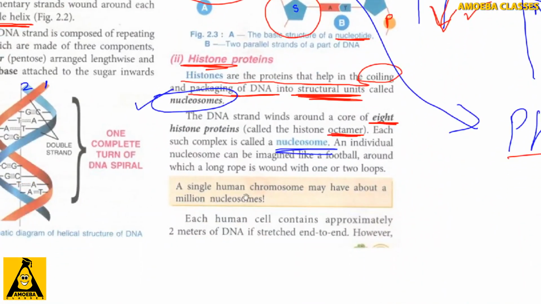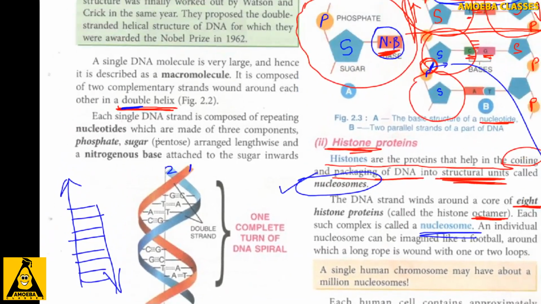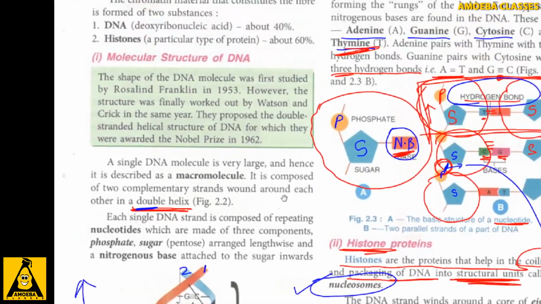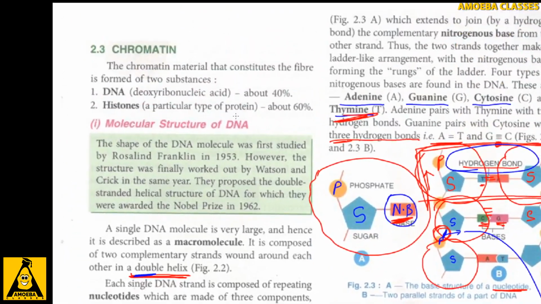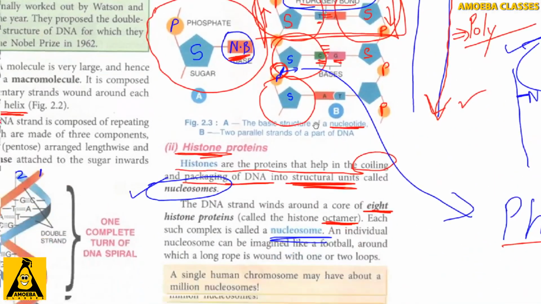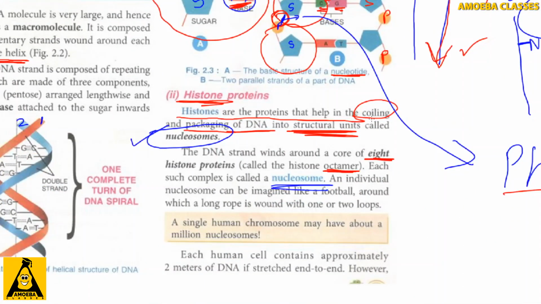Histone proteins we have already discussed. Some points you can read on your own, and I hope I have discussed everything. Some basic things are there. If we talk about chromatin, it contains DNA and histones. DNA, deoxyribonucleic acid, is 40%, and histones are 60%. Make sure to remember the function of histone proteins. They help in the coiling and packaging of DNA into structural units. What is that structural unit called? That is called the nucleosome.